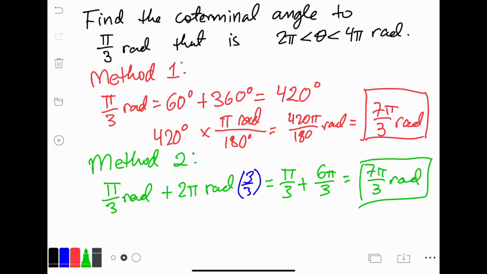We bypassed the step of converting, whereas with method 1 you had to convert twice. With method 2, there's no need to convert, so just stick with working in radians. Both methods are perfectly fine, but if you are being timed, method 2 is obviously going to be faster. It just requires a little bit of understanding of how to add fractions.